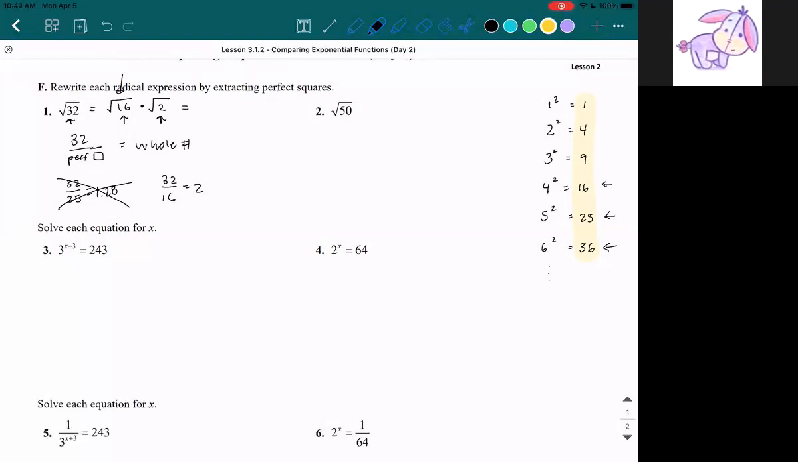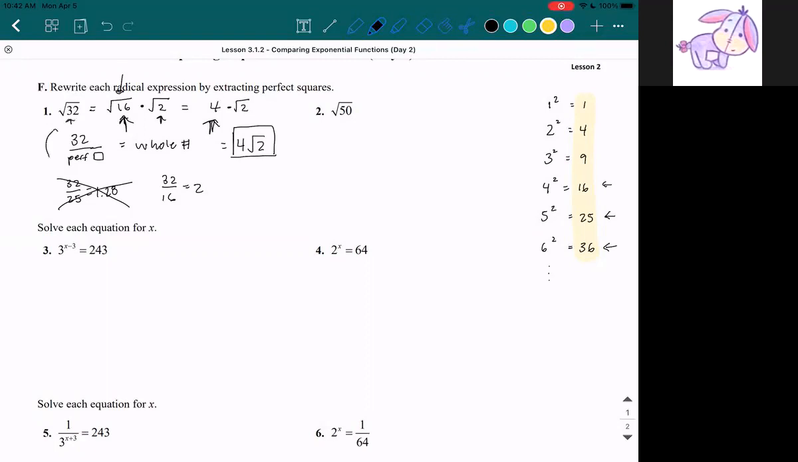And the reason we extract the perfect square is because now we want to do the square root of 16. But remember, 16 is a perfect square, so the square root of 16 is simply 4. So I replace square root of 16 with 4, and then the square root of 2 just stays there. So our final answer is 4 square root of 2. You don't have to write the multiplication symbol anymore. You just write 4 square root of 2. So this is our final answer.